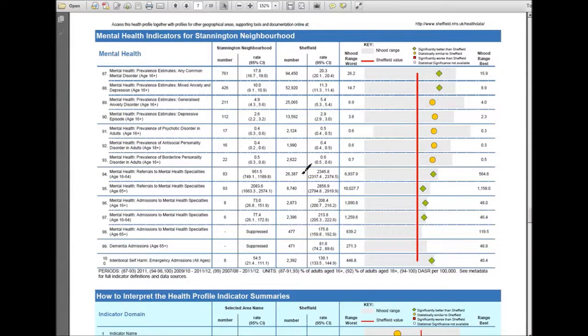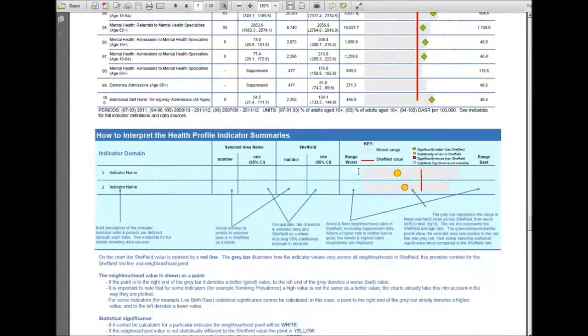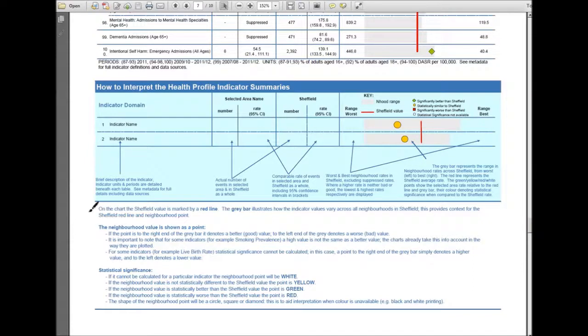Mental health factors, and again for Stannington, all doing relatively well on the right side of that Sheffield average line. And then at the bottom of the health profiles there's a little reminder of how to interpret all of it and a breakdown of how those scores were derived, so you can have a look at that.